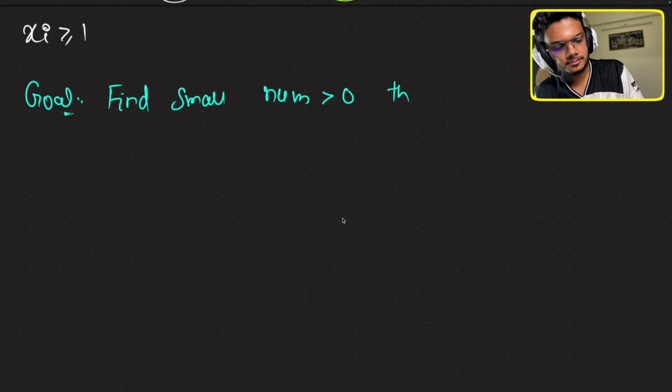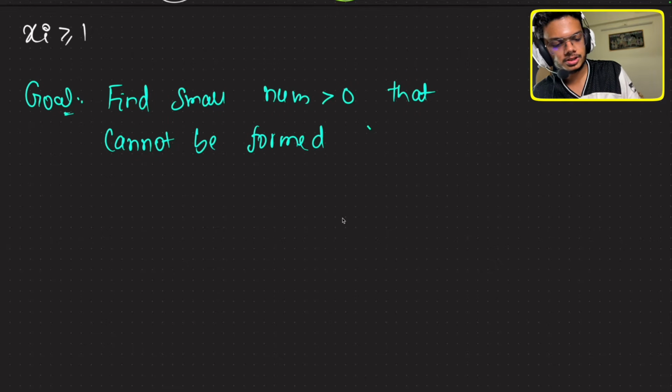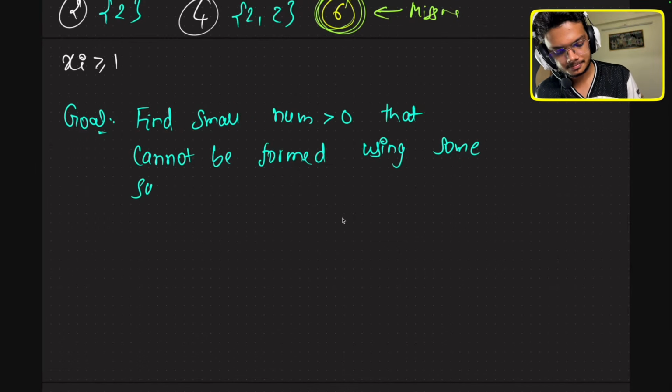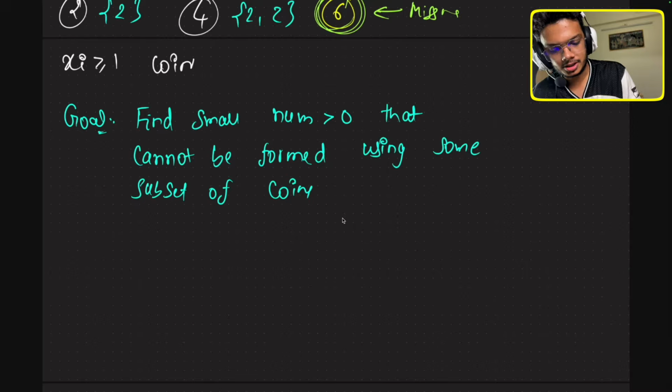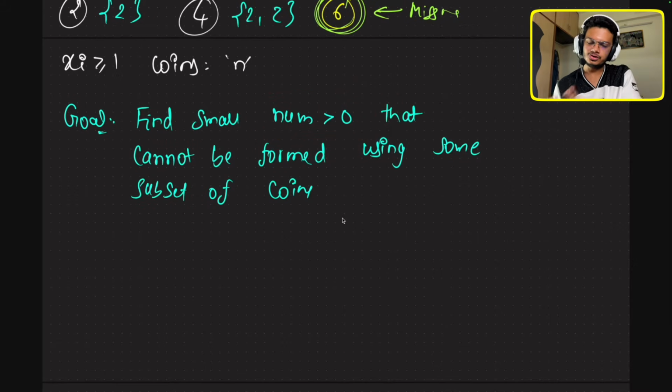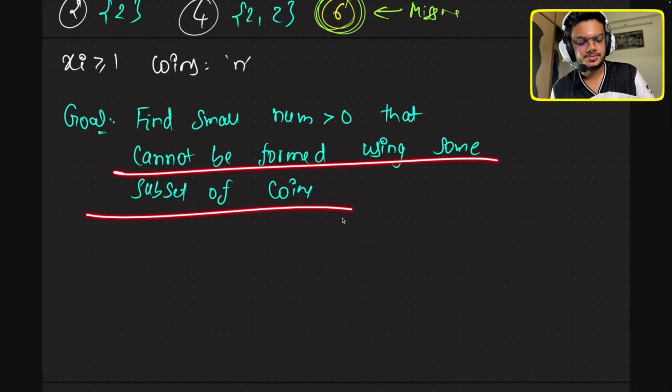that cannot be formed using some subset of coins. So we are given a coins array whose size is N, and you find me the smallest number greater than 0, because all the values are positive, that cannot be formed using some subset of coins.